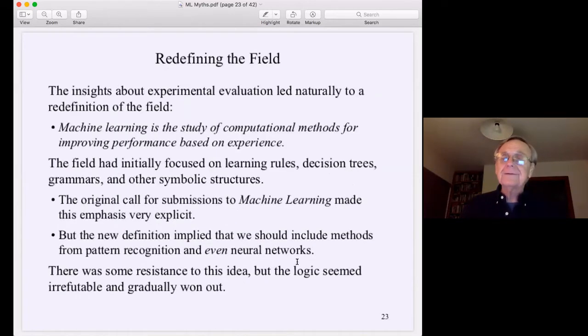Now that, again, it's probably hard for you to imagine that we were having trouble with this, but we did grapple with it. And this really led to a redefinition of the field. If you go back and look at the call for papers from the journal Machine Learning, which I wrote and which I'm really embarrassed about, it made it very clear that the field was about learning rules and decision trees and grammars and other symbolic structures because it had grown out of symbolic AI and that's what it was about.